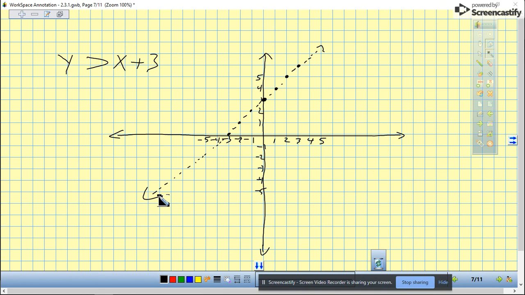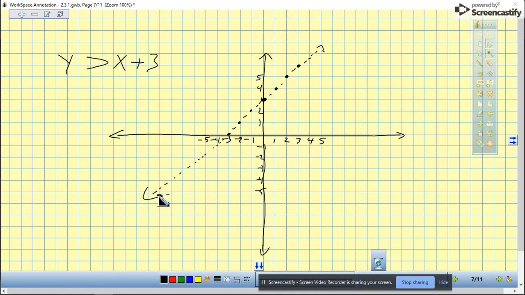And then we have to decide where to shade. I think of it like this. Are you going to shade above the line or below the line? Above is up here, below is down here. And it's very simple. If it's greater than, you shade above. If it's less than, you shade below.